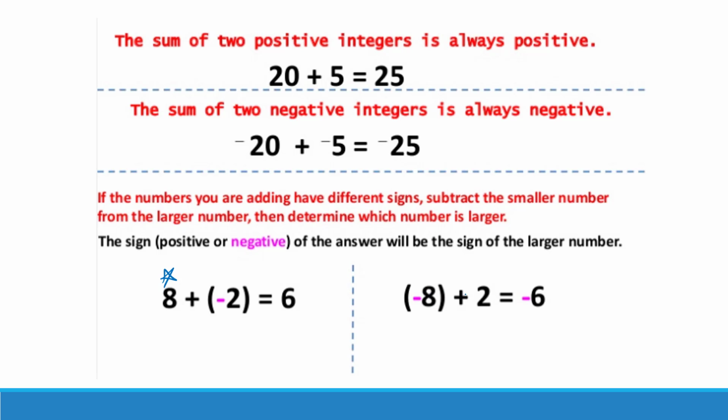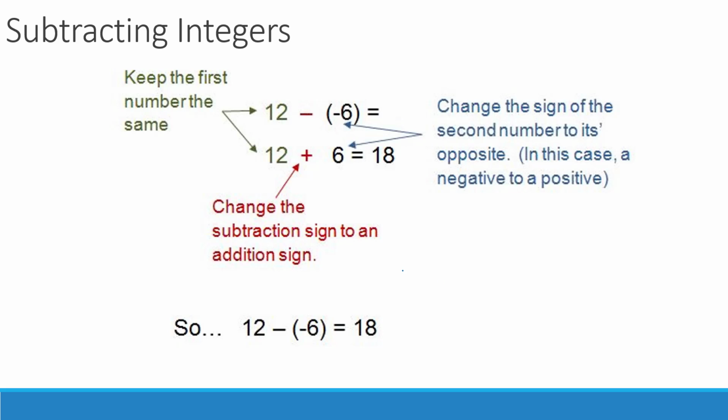In this one, I've got -8 plus 2. I have more negatives than I do positives, so my answer in this case would be -6. Now, in terms of subtracting integers, as long as you memorize the rules for addition, you don't really have to memorize anything for subtraction other than change the subtraction to an addition sign, and then you change the sign of the number that's behind the subtraction symbol.